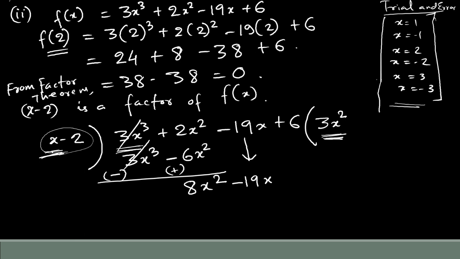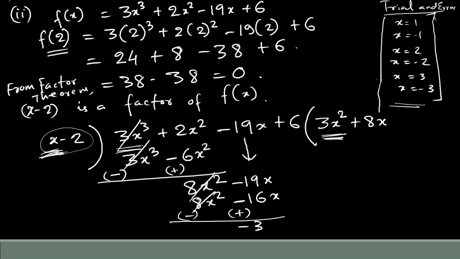Now you have to multiply 8x with x minus 2 to get 8x squared here, and the next term will be minus 16x. Now subtract it, this 2 will get cancelled. Here you get minus 3x. Now this plus 6 comes down, you get plus 6 here.